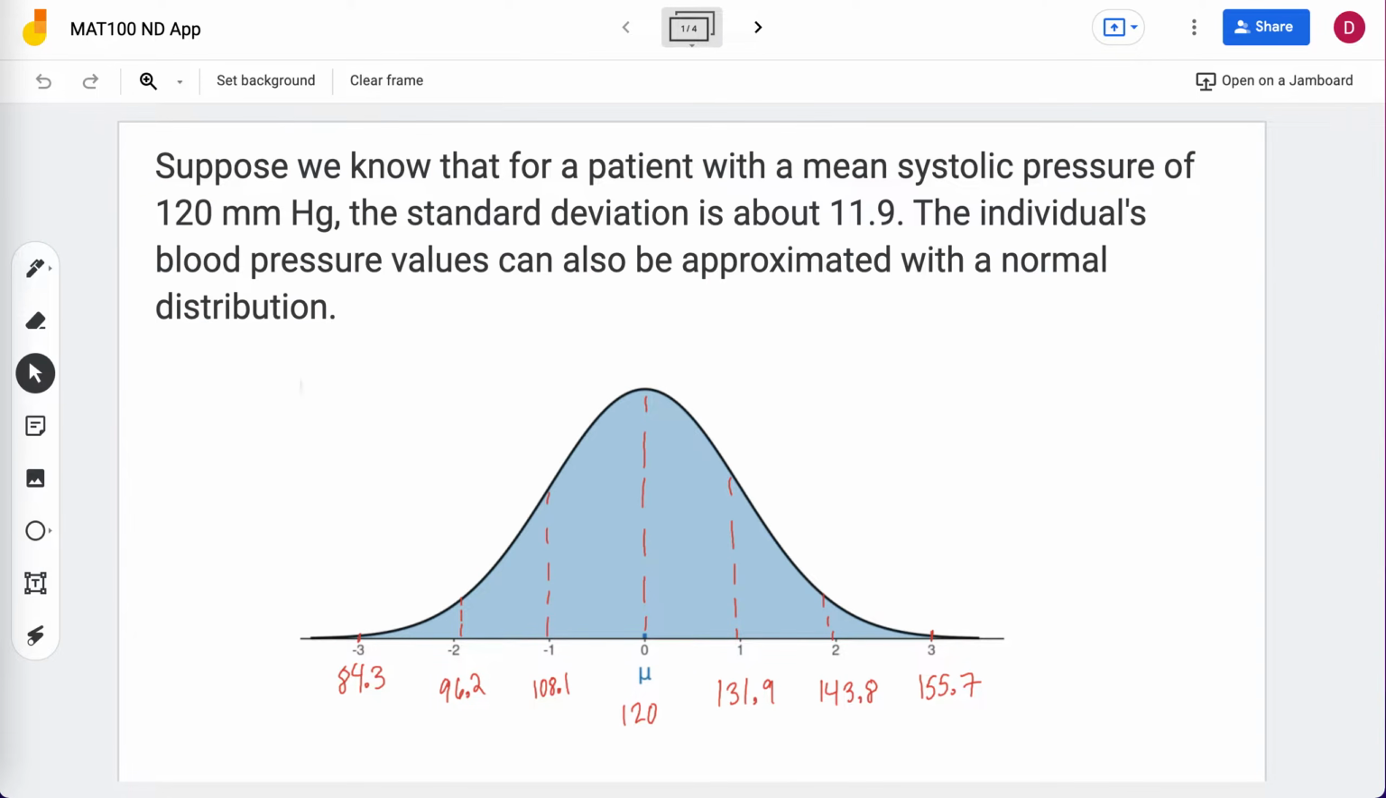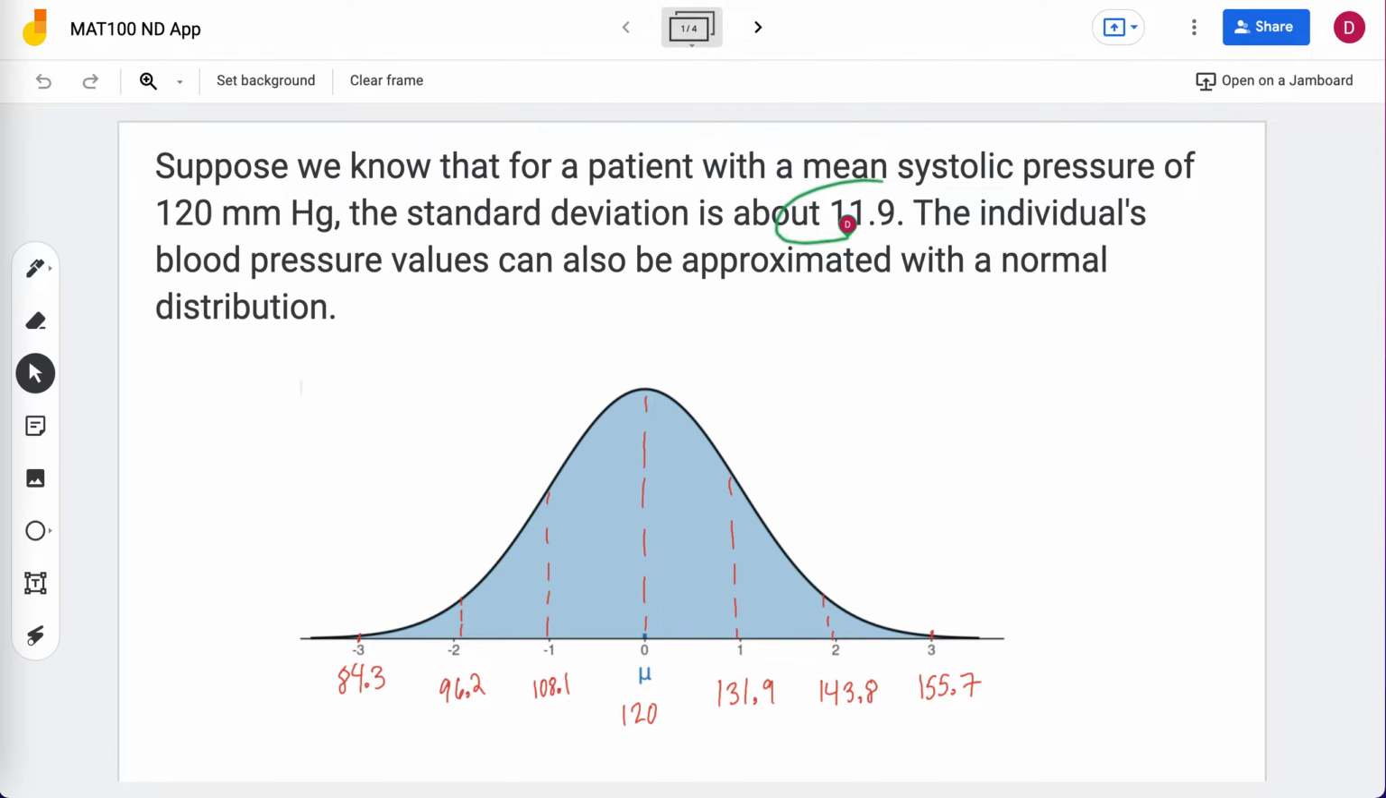Okay, so we want to continue our conversation with normal distributions. We're given an example now where a patient has a mean systolic blood pressure of 120 millimeters of mercury, and the standard deviation is about 11.9. So if they were to take different samples of their own blood pressure, that's what we would expect the variation to be, about 11.9.